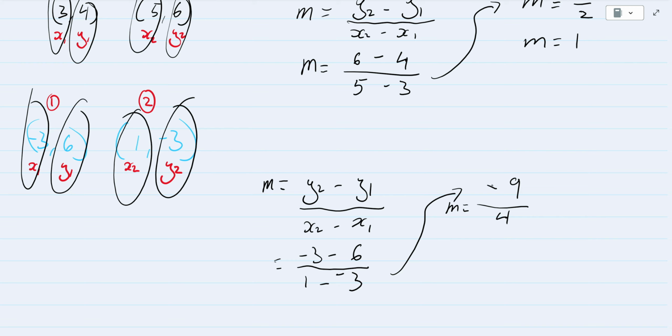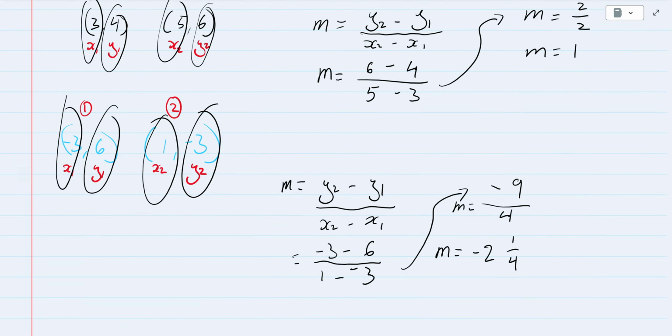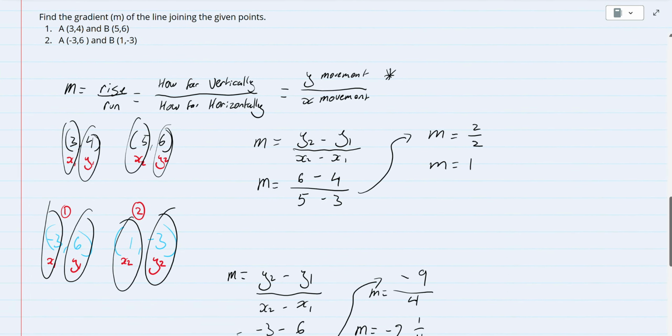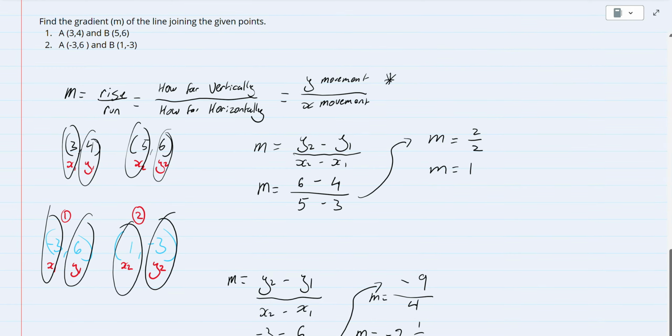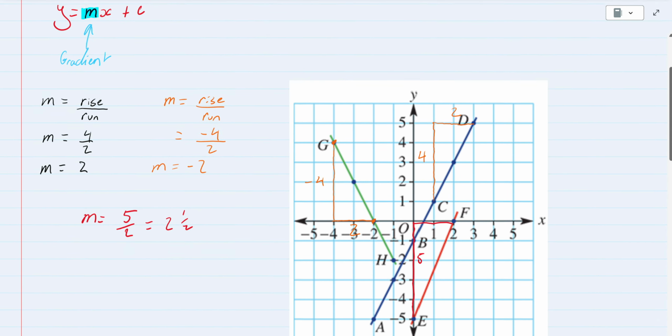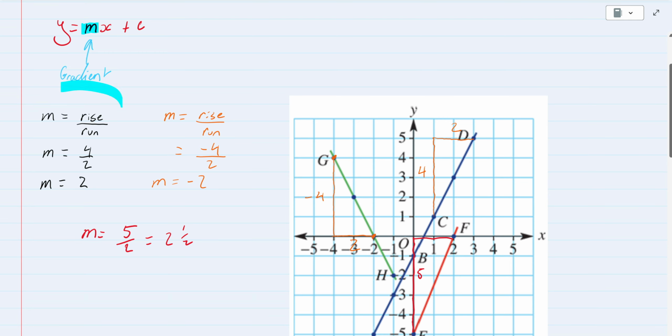Or we can say 4 goes into 9 twice with 1 over 4 and leave it as a mixed fraction. So that is how you calculate the gradient. This method that I just showed you is when you're given the coordinates. And the key rule is this one here, if you want to write that in your notebooks. The other method is using the rise over run, and that's the key rule there. Right, good luck.